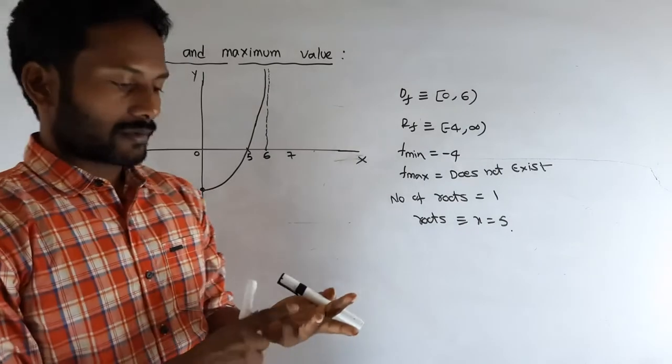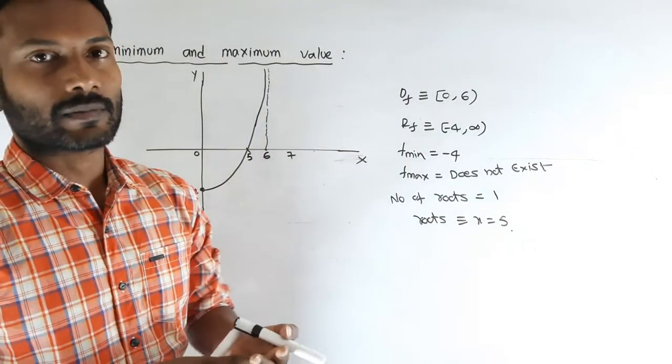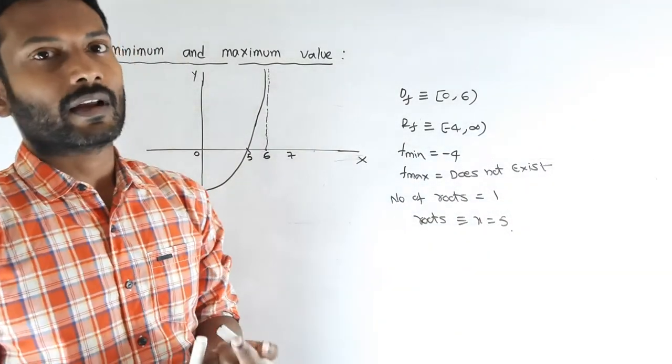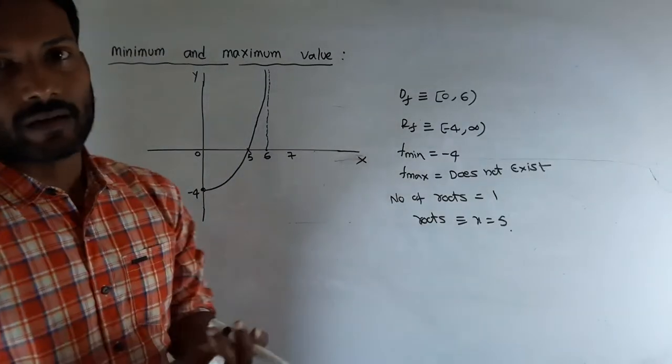So domain is clearly explained here, range is explained here, graphically domain, graphically range. Next, root is clearly explained.